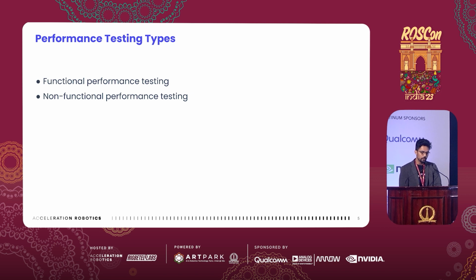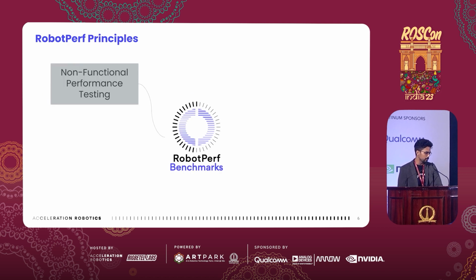With non-functional performance testing, what we are looking at essentially is the system characteristics. So your energy consumption, your latency, your throughput, those are the things that we are measuring of, let's say, the compute hardware or the entire system. So these are the two things. With regards to RobotPerf, given what the aim is, we are currently focusing on non-functional performance testing itself. We are looking at the characteristics of the compute hardware itself with regards to certain ROS packages. That's one of the founding principles of the RobotPerf benchmark.